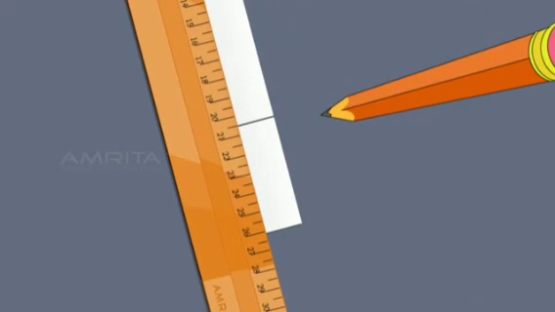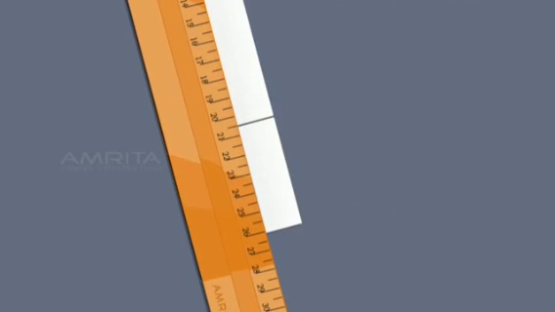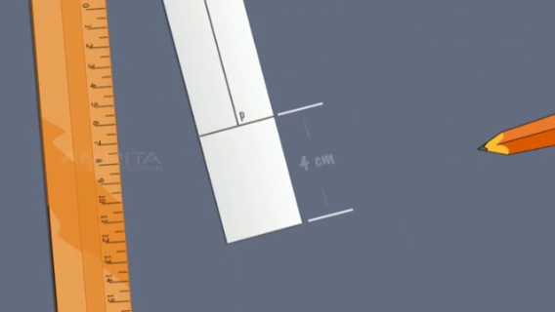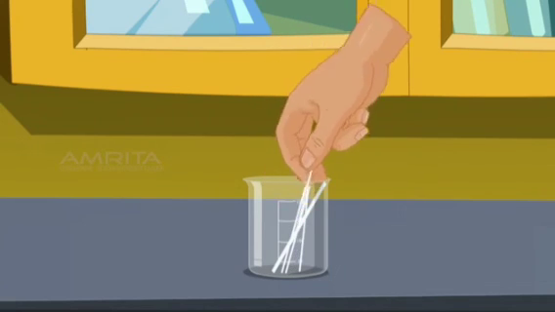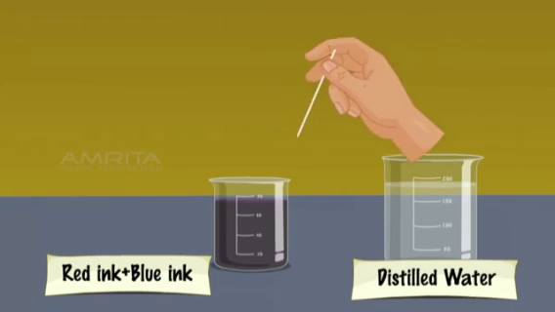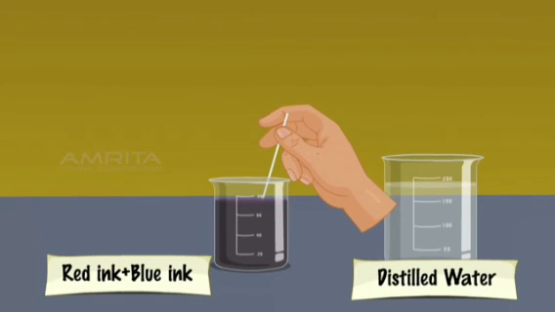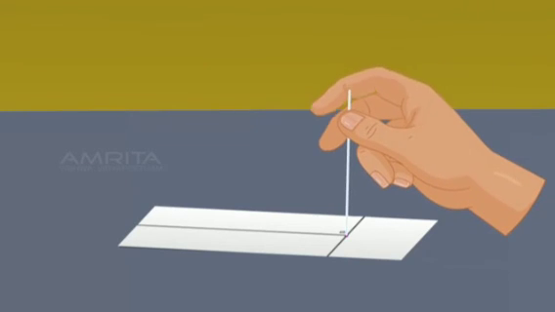Draw another line lengthwise from the center of the paper and name the point at which two lines intersect as P. Take a capillary tube. Dip it into the beaker containing a mixture of red and blue ink and take the mixture using the capillary tube. Put a drop of the mixture of red and blue inks at the point P. Allow it to dry in open air.